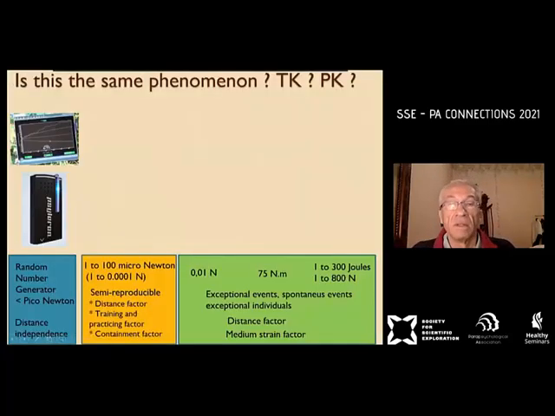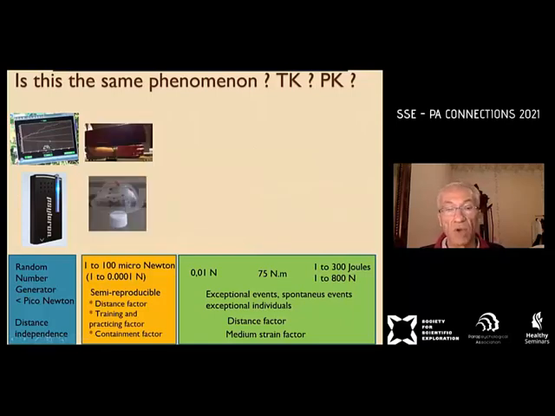So the question we can ask after is, are we in the same phenomenon between what we call micro PK today, which is random number generator influence? We are in the piconewton here. Here in our experiment, we could say between 1 to 100 micronewton. And here we could say that we clearly have a distance factor, a training and practicing factor, and a containment factor.